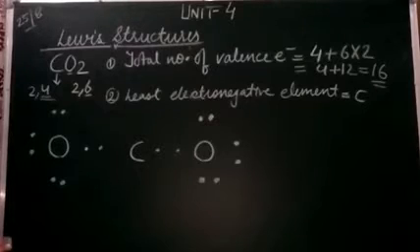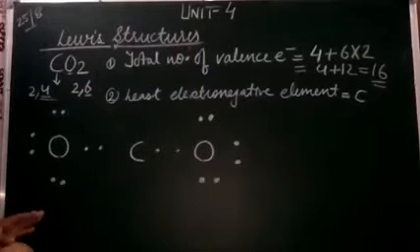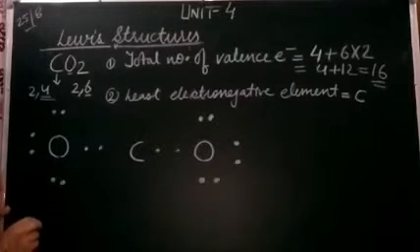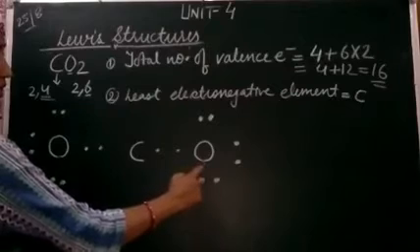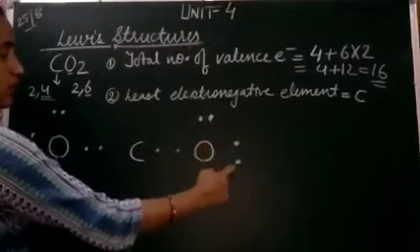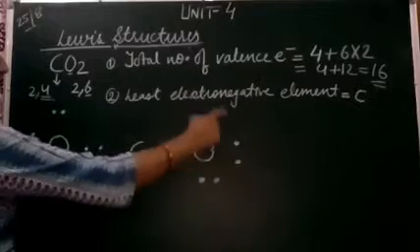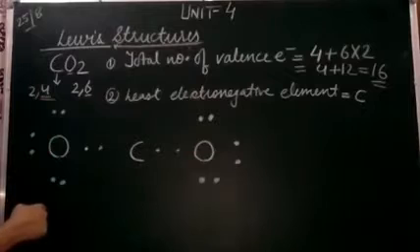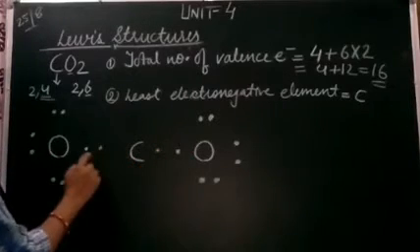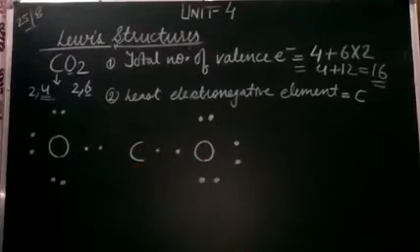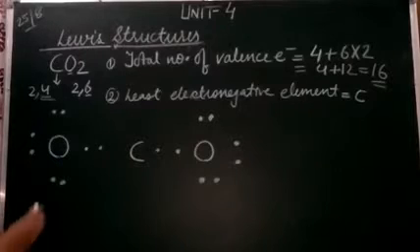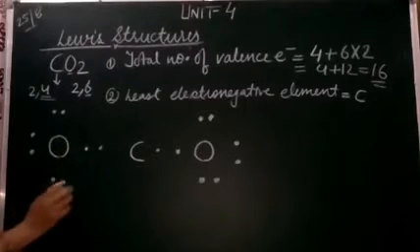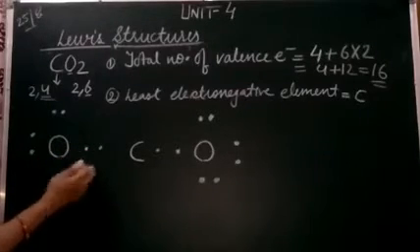So we have distributed the 16 electrons. Now students, we will find out whether the octet of each atom is fulfilled or not. First you see oxygen, it is 1, 2, 3, 4, 5, 6, 7, 8. So the octet of this oxygen is completed. Similarly, the octet of this oxygen is also completed. But what about the carbon atom? You will see that here only 1, 2, 3, 4. Its octet is not completed. So we have to refine or rearrange the electron pairs around these elements.